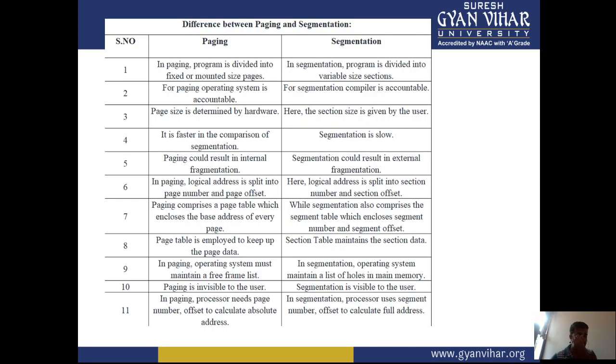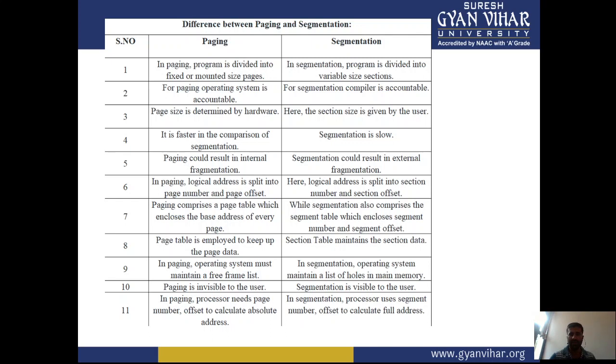So in paging internal fragmentation can occur, but segmentation could result in external fragmentation. In paging, the logical address is split into page number and page offset, but here the logical address is split into section number and section offset. Paging comprises a page table which includes the base address of every page, while segmentation comprises the segment table which includes the segment number and segment offset. The page table is employed to keep up the page data, but the section table maintains the section data.